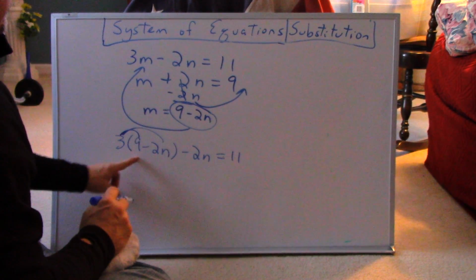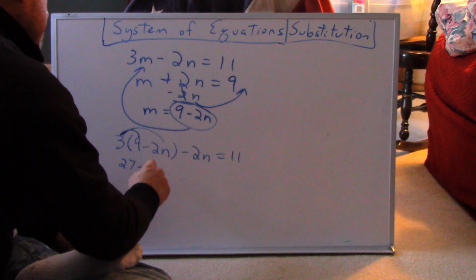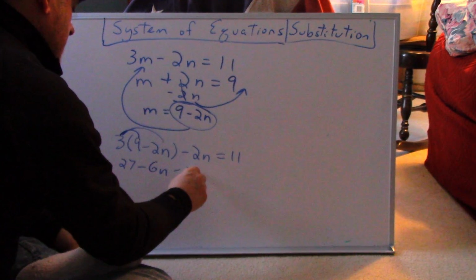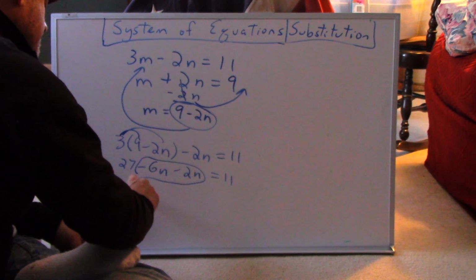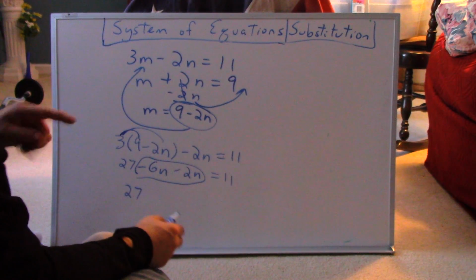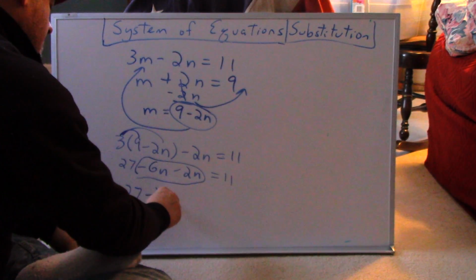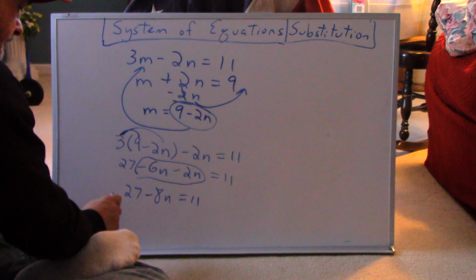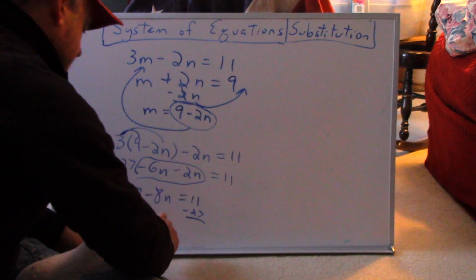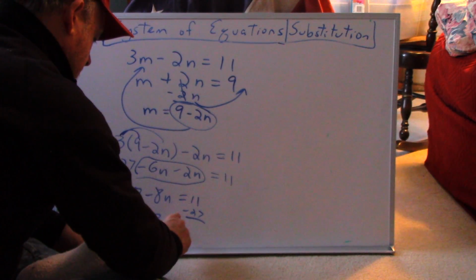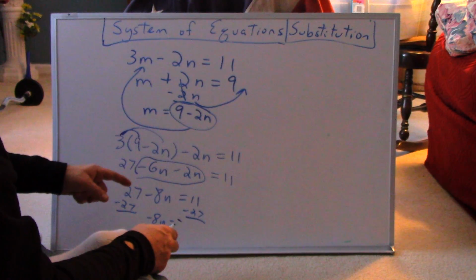So now let me continue. Now I distribute. 9 times 3 is 27. 3 times negative 2n is negative 6n. Minus 2n equals 11. Then I combine like terms right here: negative 6n and negative 2n. I told you in algebra, if the signs are the same, add and keep the sign. That's negative 8n equals 11. Then I go minus 27 on both sides. Negative 8n equals 11 minus 27, right? It's going to be negative, and that would be 16.